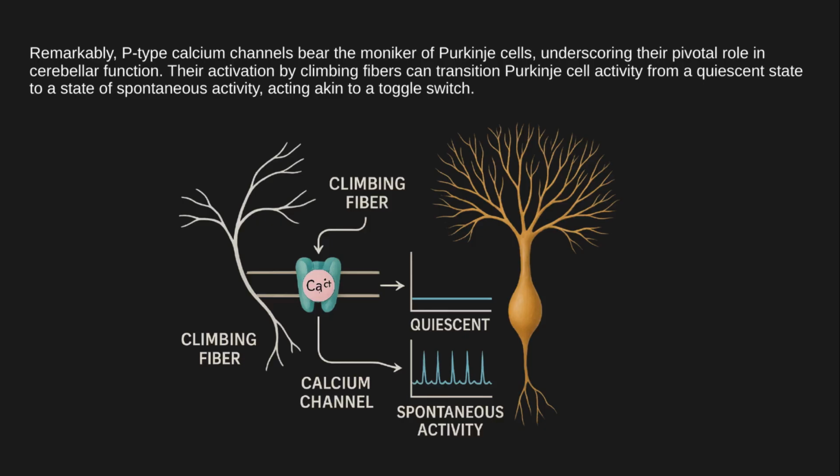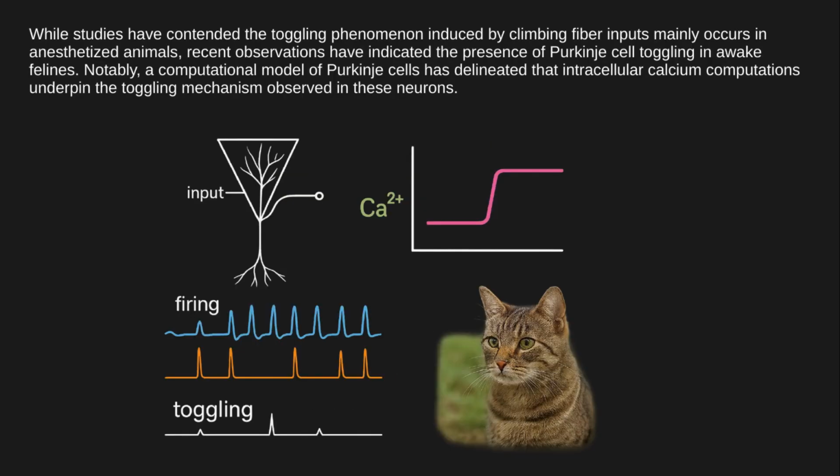Remarkably, P-type calcium channels bear the moniker of Purkinje cells, underscoring their pivotal role in cerebellar function. Their activation by climbing fibers can transition Purkinje cell activity from a quiescent state to a state of spontaneous activity, acting akin to a toggle switch. While studies have contended the toggling phenomenon induced by climbing fiber inputs mainly occurs in anesthetized animals, recent observations have indicated the presence of Purkinje cell toggling in awake felines.